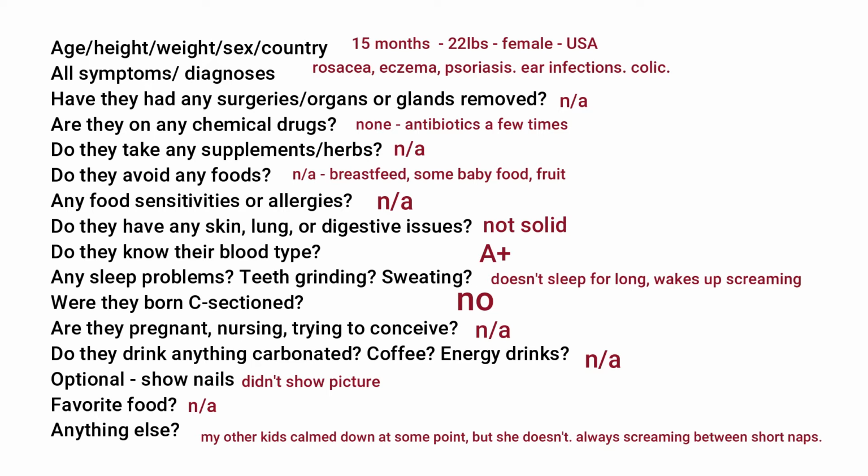It says they've had no surgeries, they're not on any drugs or supplements, but they have used antibiotics in the past. That's again expected. If they have ear infections or any infections, they've probably been given antibiotics for those. This will weaken their immune system further and probably exacerbate any problem like eczema or psoriasis. And digestive issues, their digestion is not solid, so we already expect there's a digestive problem because of the diagnosis at the top. The blood type is A positive. That doesn't really matter here. They don't sleep for long and they wake up screaming. This is very common for colicky babies, and all of those other symptoms go right in line with colic.